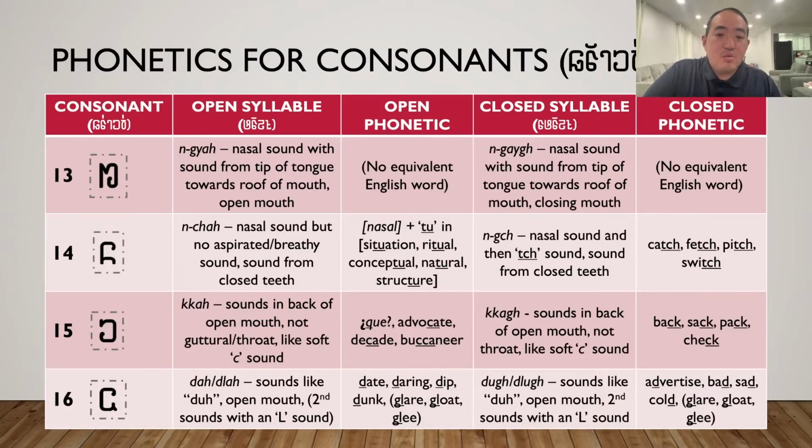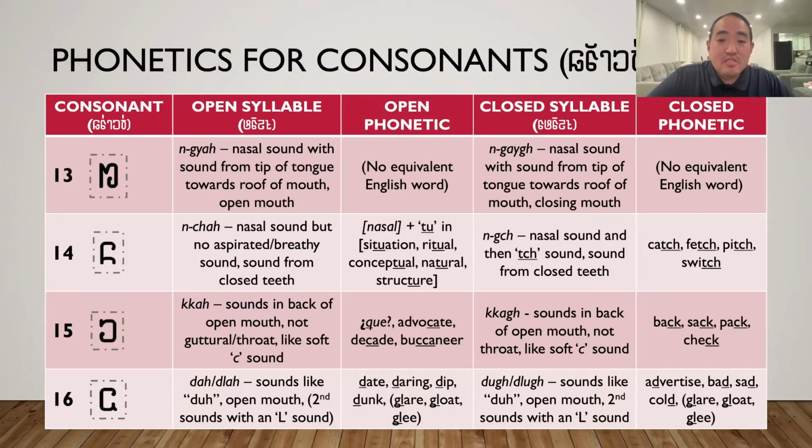So in the open phonetic that I put here, you have that nasal sound, and then you produce the TU sound from like the word situation, ritual, conceptual, natural, structure. So it would be nja. Depending on the vowel that's added afterwards, it'll be ja, ju, jai. Typically, that's how you'll pronounce that Hmong word with this consonant.